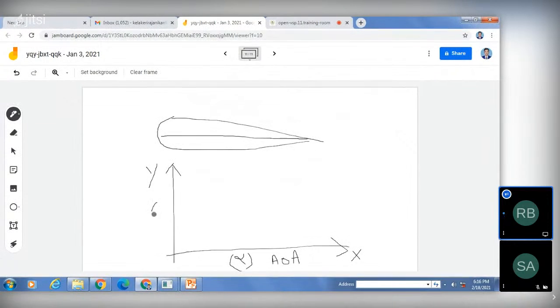And along y, I'll take lift coefficient CL. So in this case, what will happen? There will be no lift at 0 degree angle of attack. So here I'll take 0 degree, then 5 degree, 10 degree, 15, 20, 25, like this. In this symmetrical case, at 0 degree angle of attack, there is no lift, which means the curve will be like this.